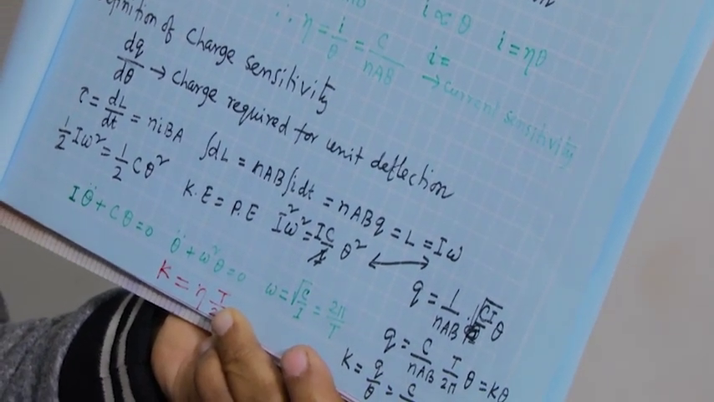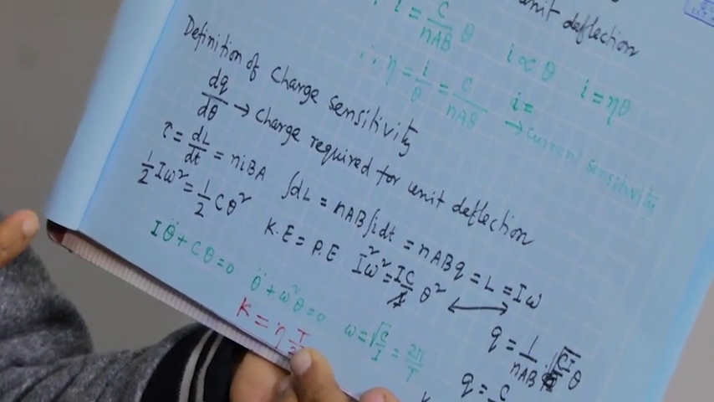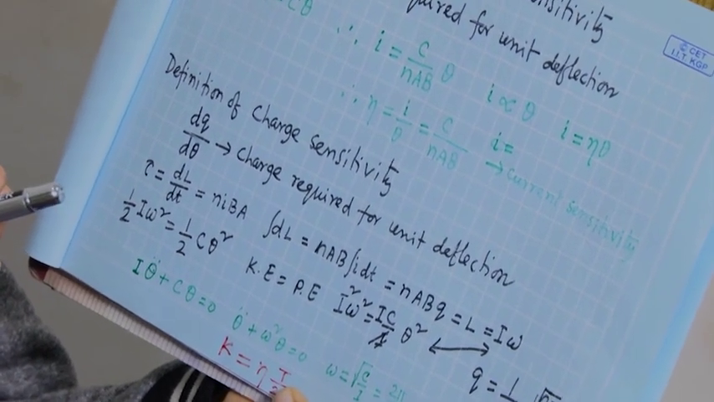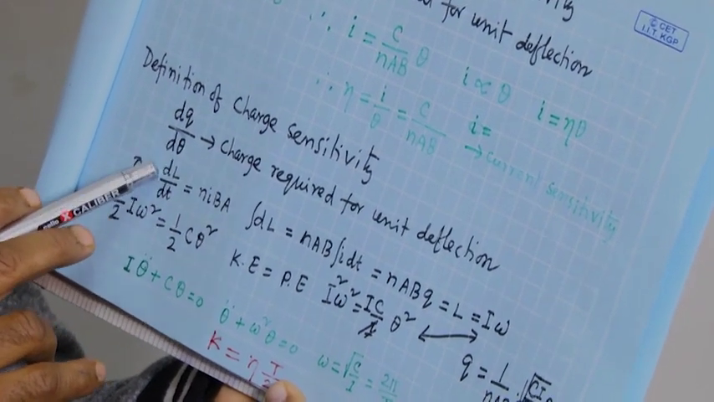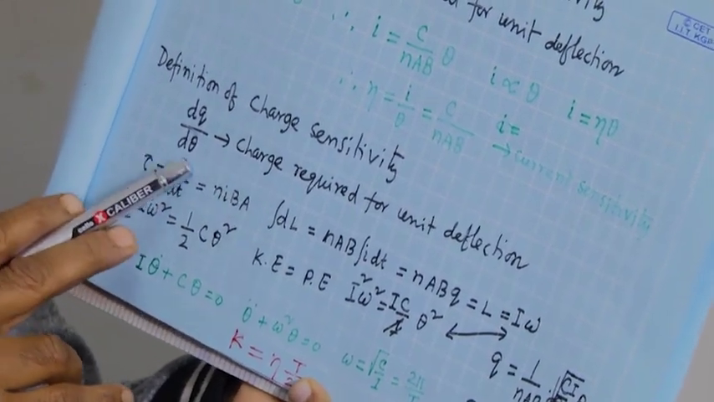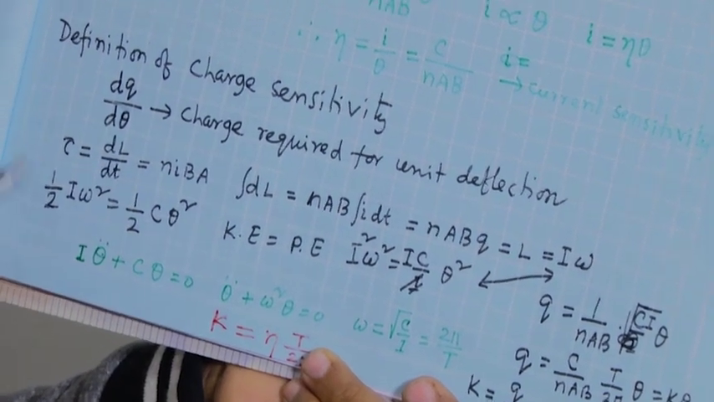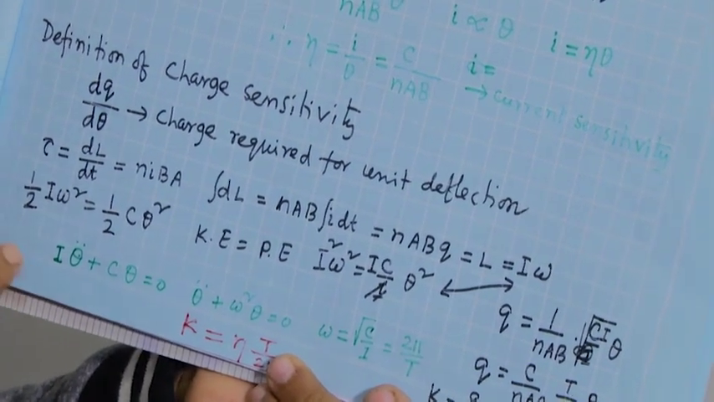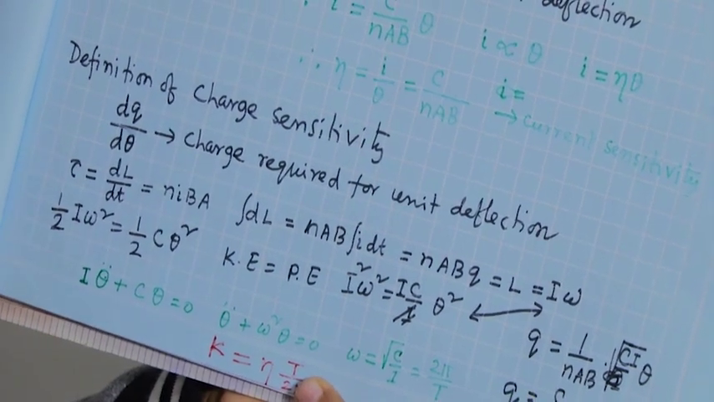Similarly, this torque is the reason for the rotation. Force F is the reason for the translational motion. So this torque is basically the change of angular momentum with time, dL by dt, where L is angular momentum. Change of angular momentum with time is the torque. Change of linear momentum with time is the force. One is responsible for linear motion, another for rotational motion.